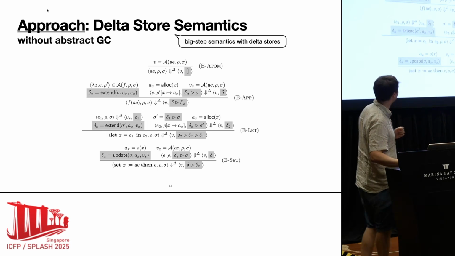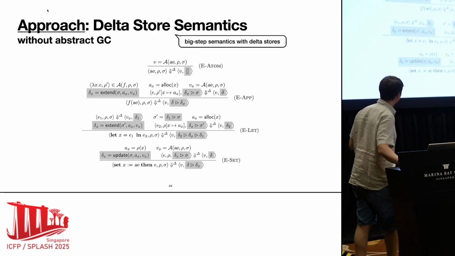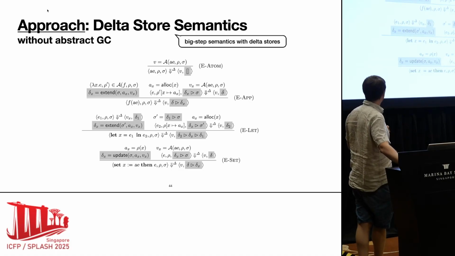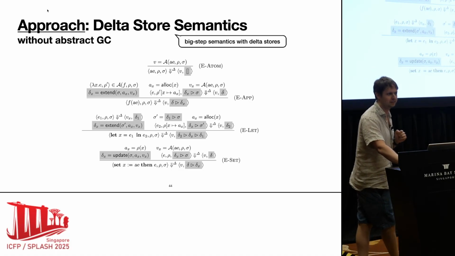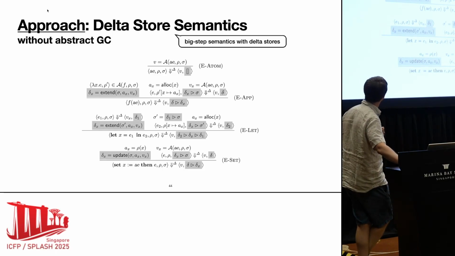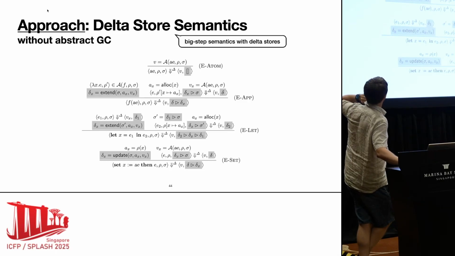Delta store semantics basically just expresses language semantics using these delta stores. And so we did that for a simple variation of lambda calculus. I'm not going to go into detail here. First of all, because I don't have the time for it. Second, because there's nothing really interesting to point out. This is actually very straightforward because there's still no garbage collection in these semantics.